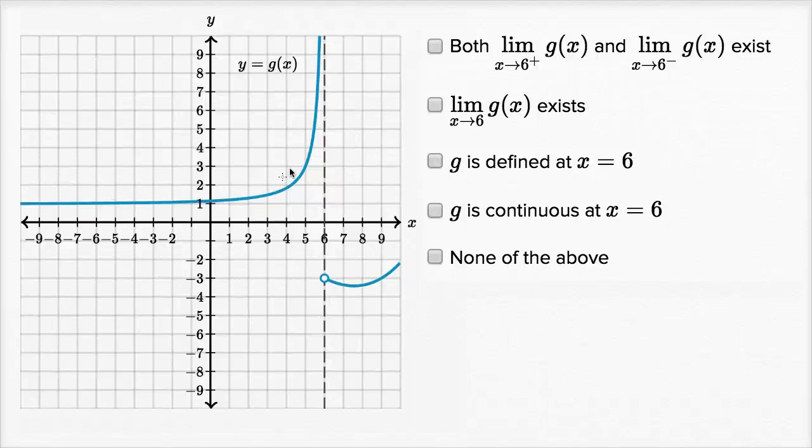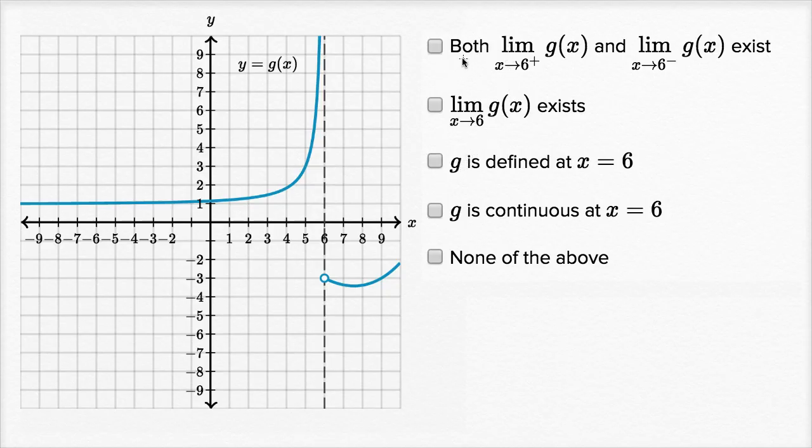We have the graph of y is equal to g of x right over here. And what I want to do is check which of these statements are actually true and then check them off. And like always, I encourage you to pause the video and see if you could work through this on your own. So let's look at this first statement.